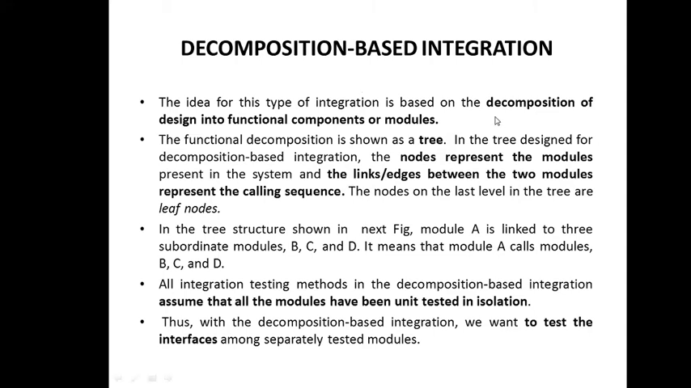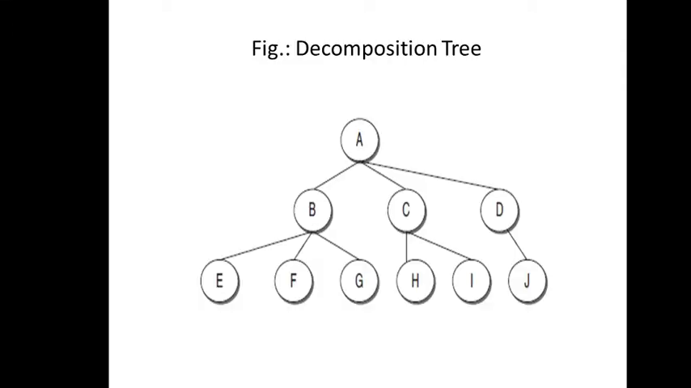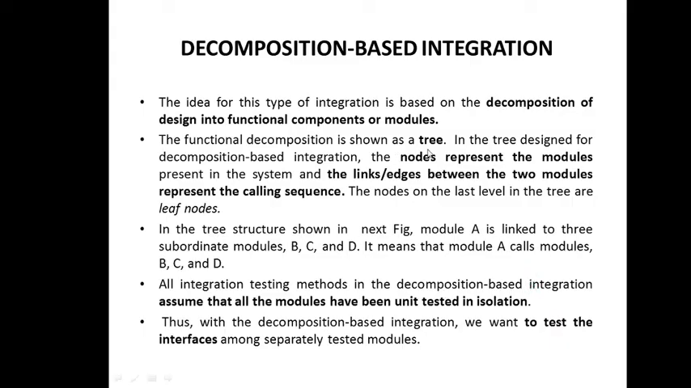The idea for this type of integration is based upon the decomposition of design into functional components or modules. We prepare a tree-like structure where we arrange the modules, their submodules, and further submodules. In that tree, the nodes represent the modules while the edges represent the calling sequence. Like A is divided into B, C and D, while B is divided into E, F and G, C is divided into H and I, and D has just one submodule, that is J. So just a tree-like diagram is represented there. In the tree structure, in the next figure, module A is linked to three subordinate modules. Okay, fine, we discussed it.